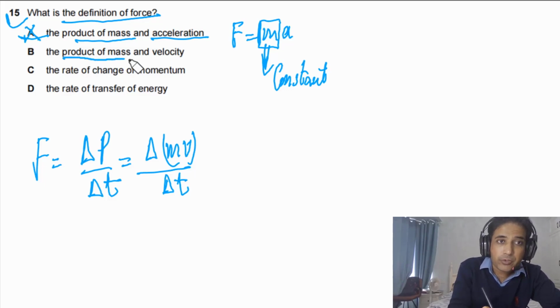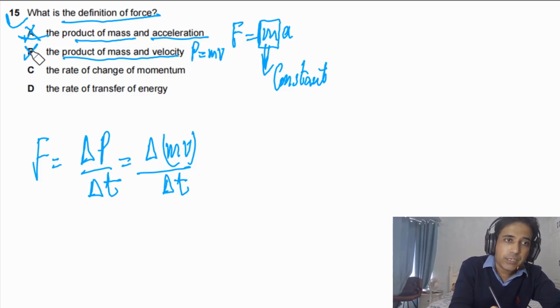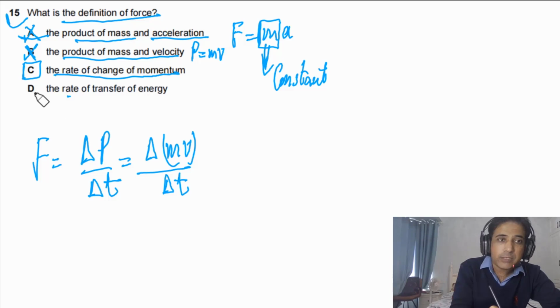Option B says the product of mass and velocity. So this is telling us P equals mv. This is momentum, so this is also not force. The rate of change of momentum, so this is the definition of force. The rate of transfer of energy, this is not force.